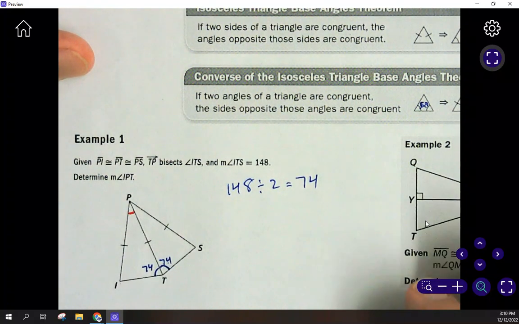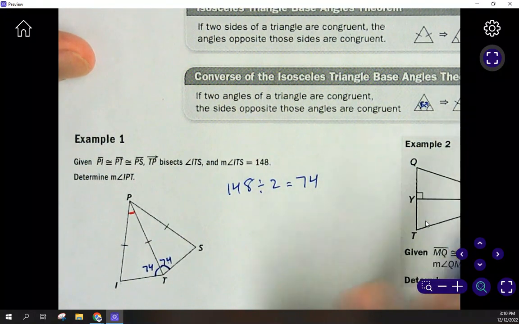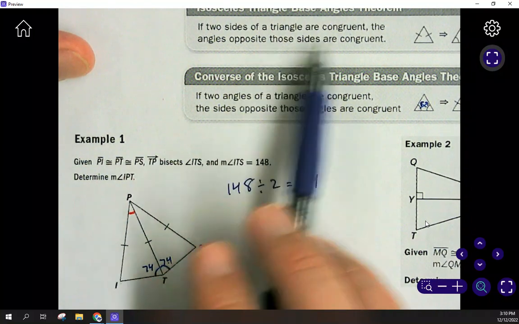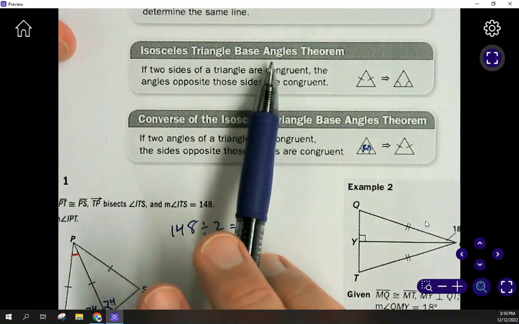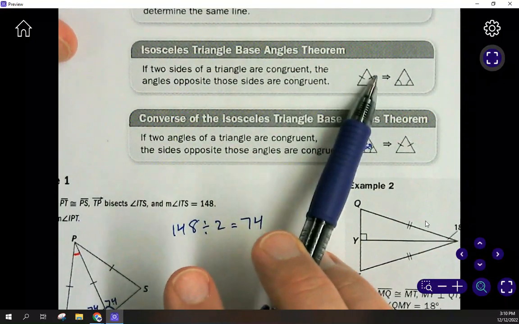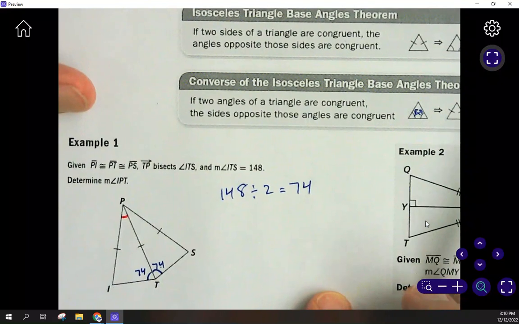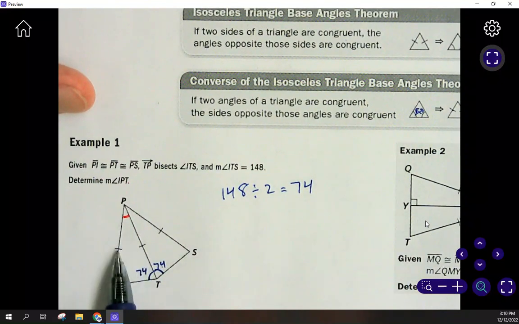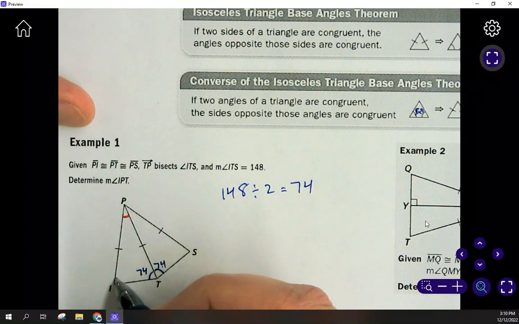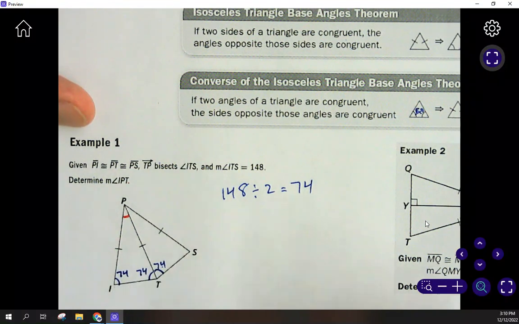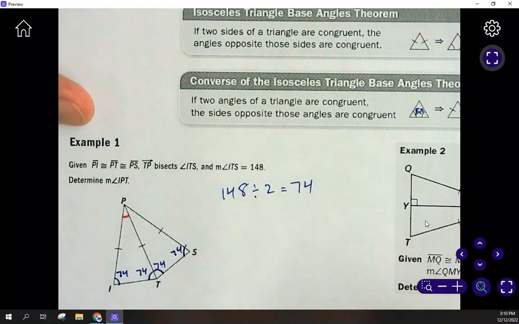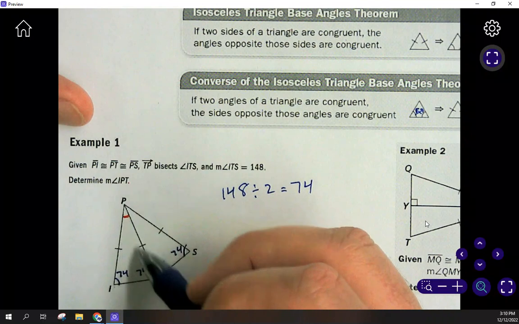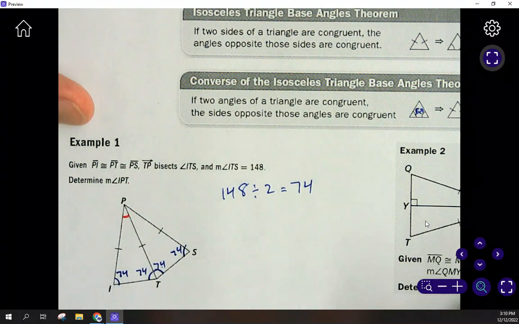Just with the information that I've got, I can figure that out based on my isosceles triangle base angles theorem. Two sides are equal, so two angles are equal. So looking at this picture, two sides of this triangle are equal, so the two base angles are equal. So this angle is also going to equal 74. That would be true over here as well, but that's not going to help us in solving for this angle right here. We're going to work inside this triangle.